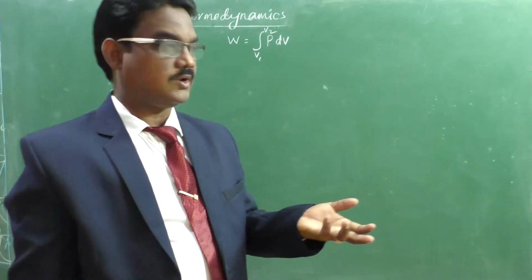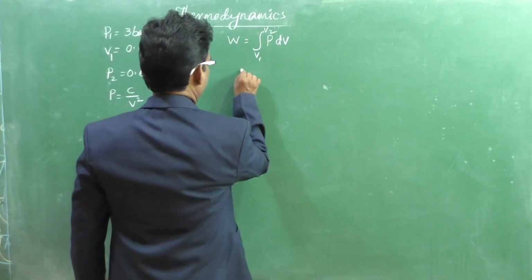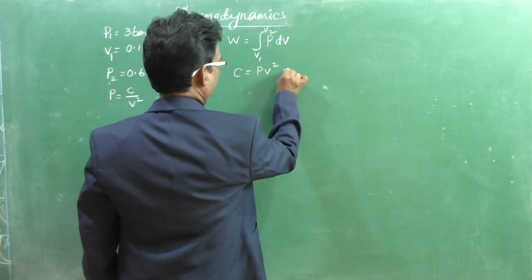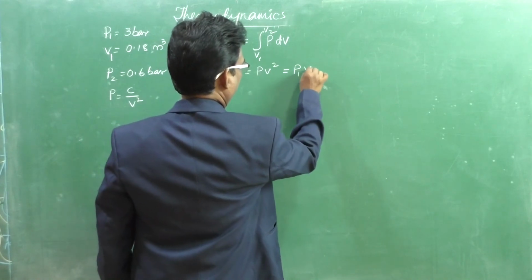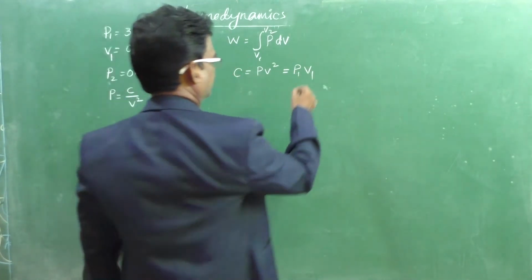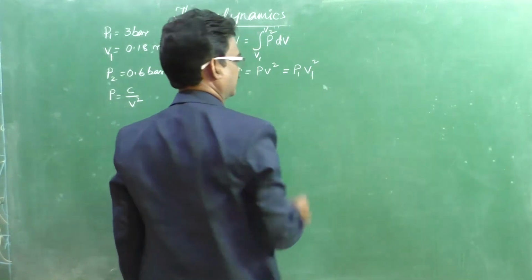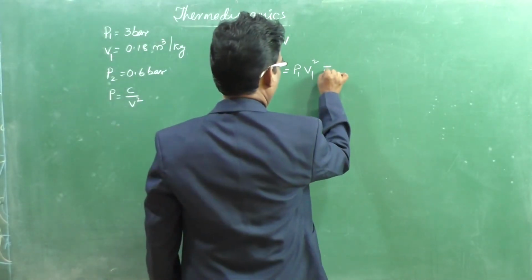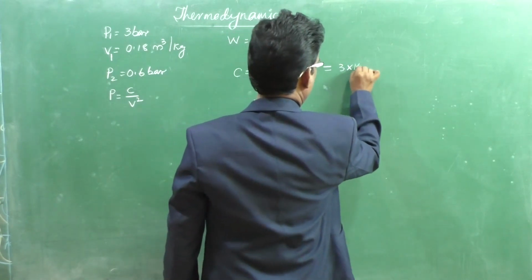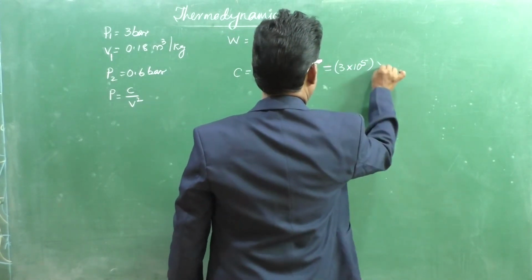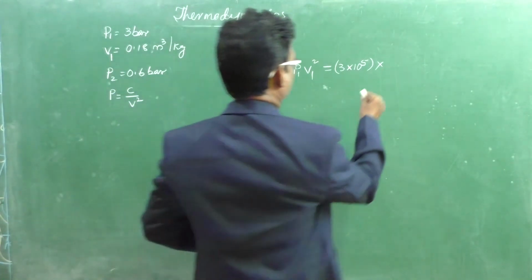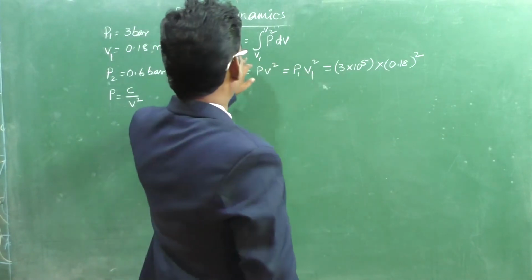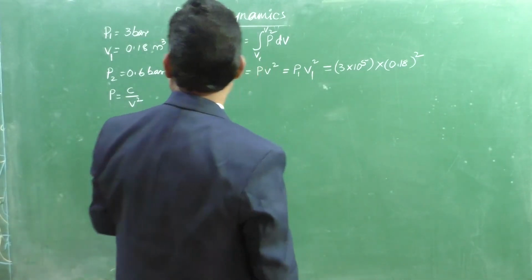C equal to P V square. That means P1 V1 both are given. Therefore, P1 V1 square you can put like this. P1 equal to 3 bar, 3 into 10 to the power of 5, V1 equal to 0.18 square. We know. After that, we need to calculate V2 also.